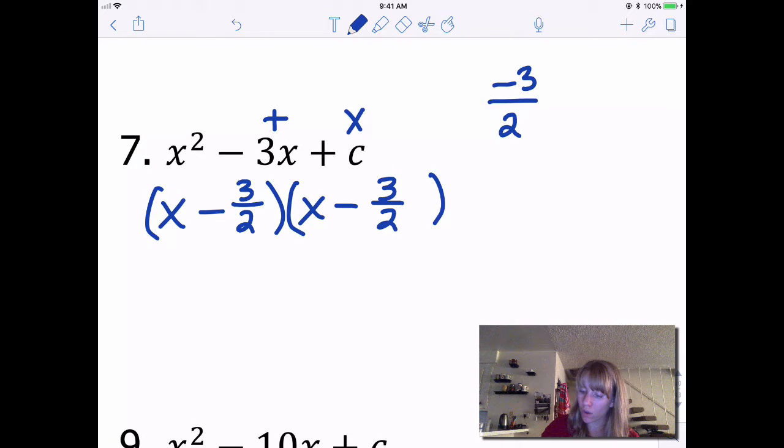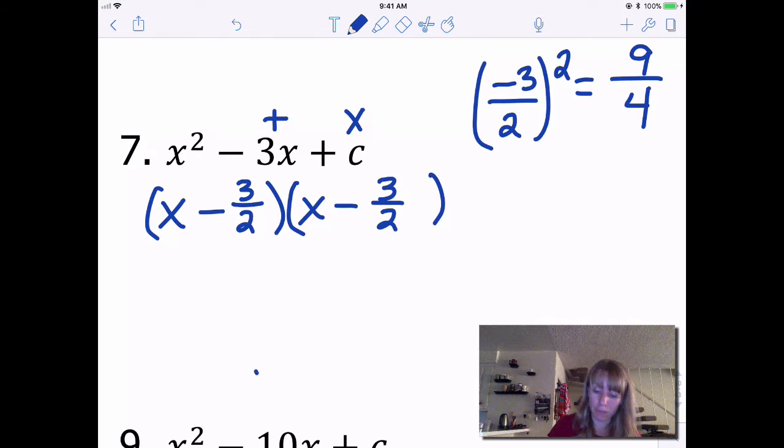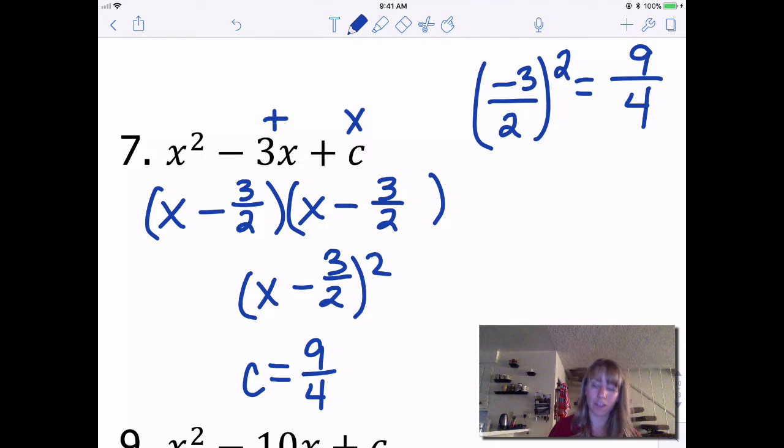And then when I square it, I can actually take the square of the top and find the square of the denominator as well. So negative 3 times negative 3 is 9. 2 times 2 is 4. So my c value is actually 9 over 4. So I get x minus 3 halves squared, and c is 9 over 4.